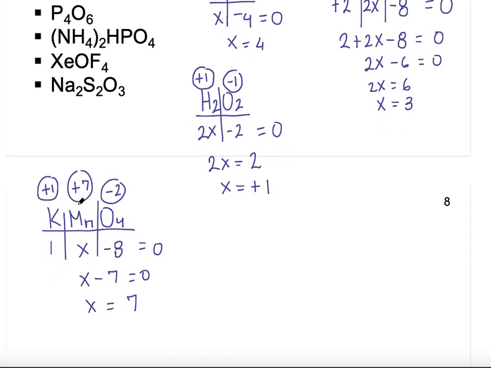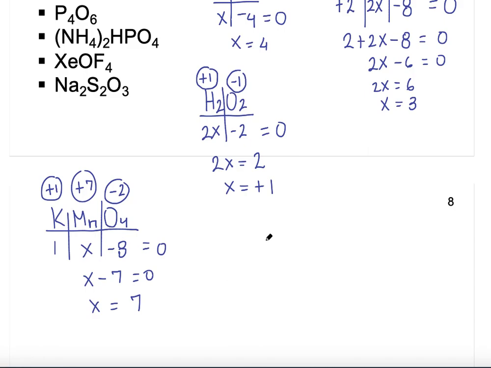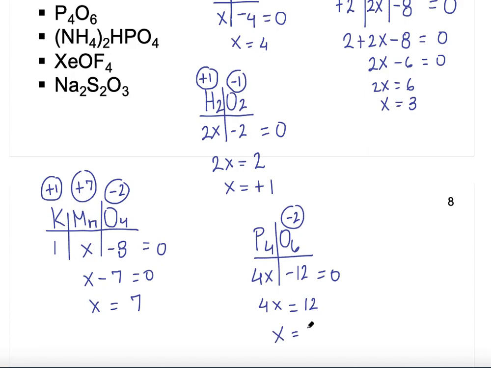Next example, P4O6. All right, P4O6, tetraphosphorus hexoxide. Same scenario. It's a compound, it adds up to 0, -2 here, therefore -12 here. In this case, I have 4 unknowns, 4 x's. So I have 4x minus 12 is equal to 0, or 4x is equal to 12. Therefore, x is equal to 12 divided by 4, which is equal to 3. And we are done. So +3 for each of the phosphorus.